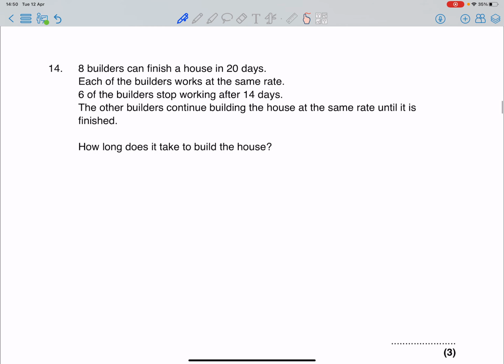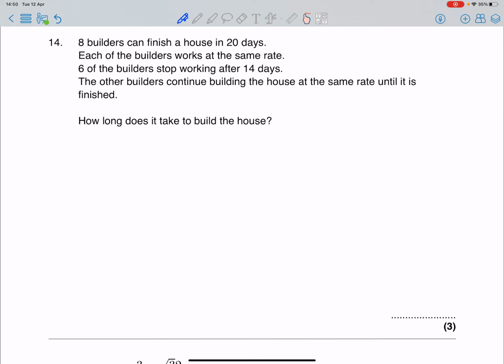Okay, this next question is an interesting one. 8 builders can finish a house in 20 days. Each of the builders works at the same rate. 6 of the builders stop working after 14 days. The other builders continue building the house at the same rate until it is finished. How long does it take to build the house? Wow, okay, these kind of questions. Right, so how am I going to do this one?